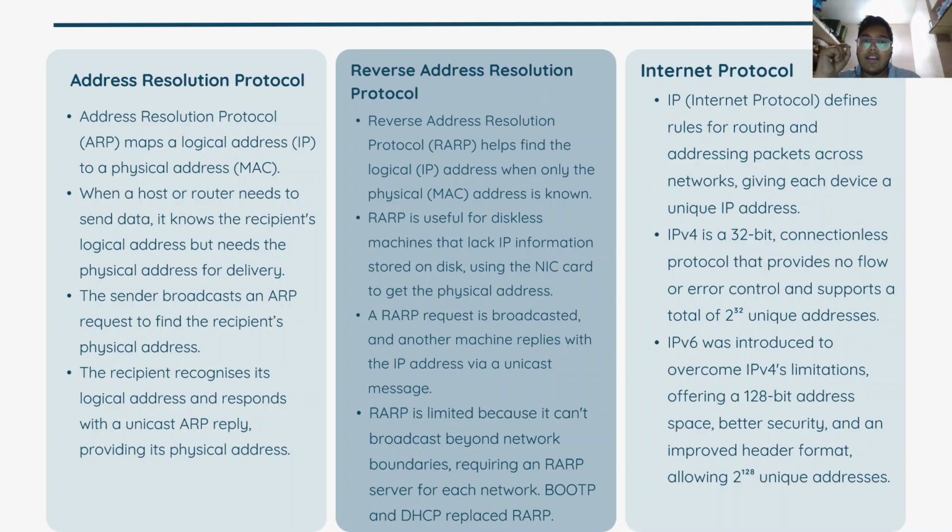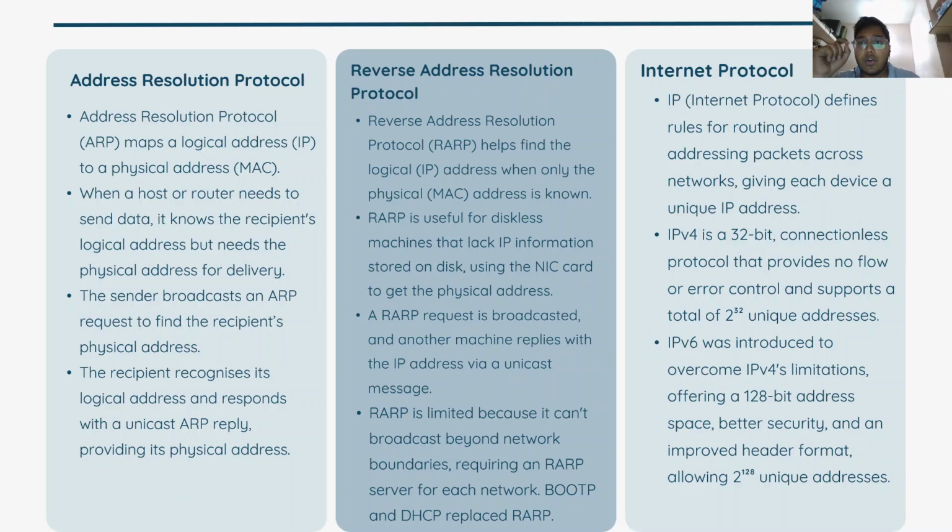So basically an RARP request is broadcasted, and another machine replies with the IP address via unicast message. RARP is limited because it can't broadcast beyond network boundaries, requiring an RARP server for each network. BootP and DHCP replaced RARP. Okay. Now we'll see what is IP.